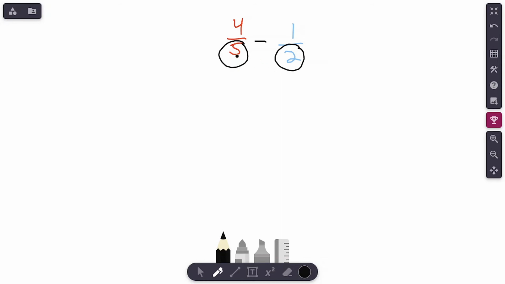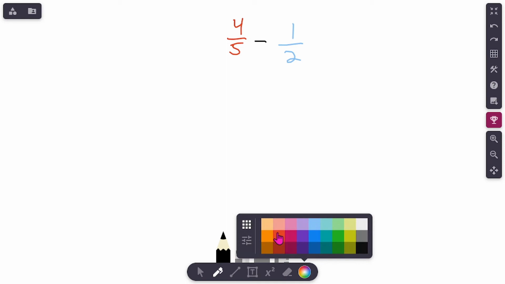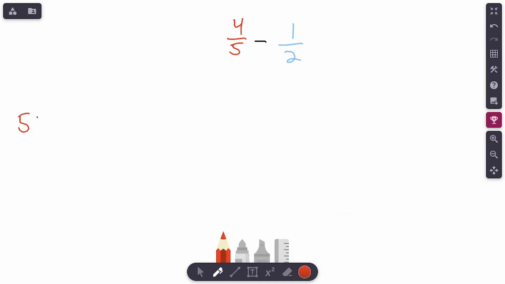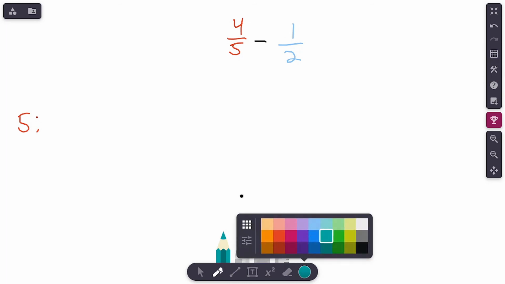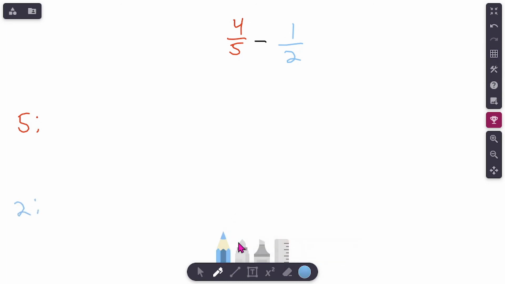So I noticed the denominators aren't the same. So we're going to do the same thing that we were doing when we were adding. We're going to list out the denominators, and we're going to list out the multiples, and we're going to find a multiple they have in common. So here we go.